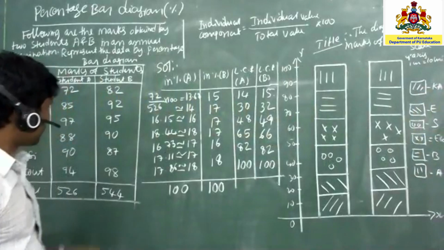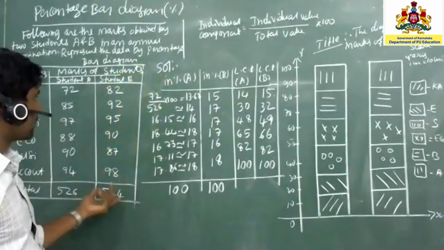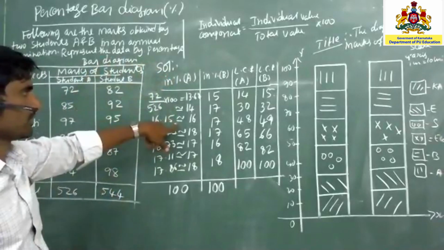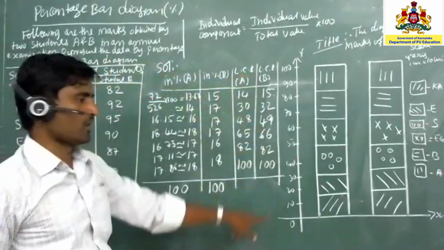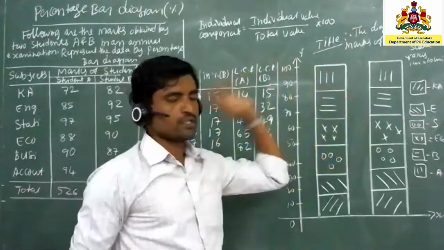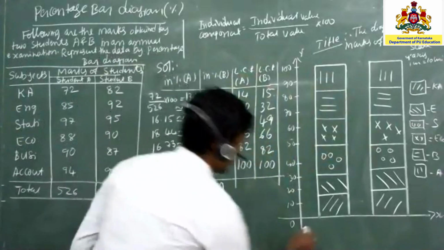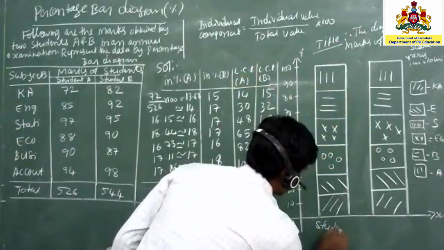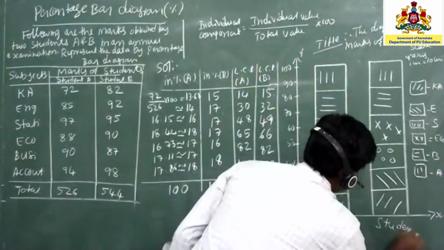The procedure is similar to the subdivided bar diagram. One more step: you have to convert each individual value into a percentage. After the percentages, we construct the percentage bar diagram from those values. That's it, very simple. So this is student A, and this one is for student B.